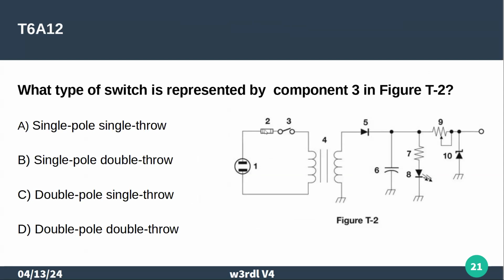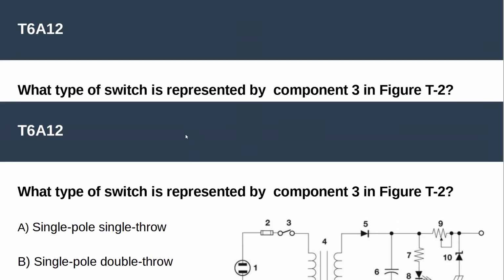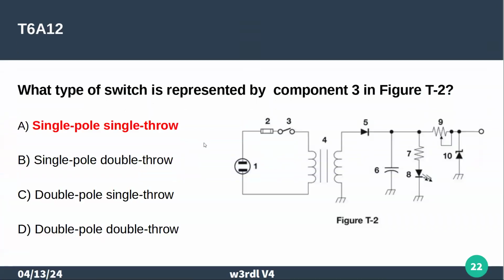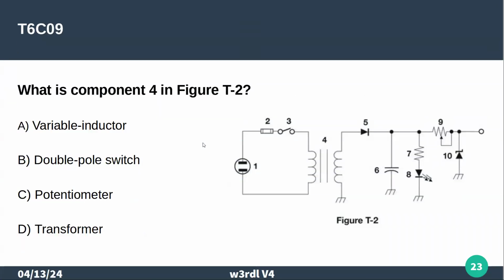So which type of switch is represented by component 3 in figure T2? Alpha. What is component 4 in figure T2? Delta.